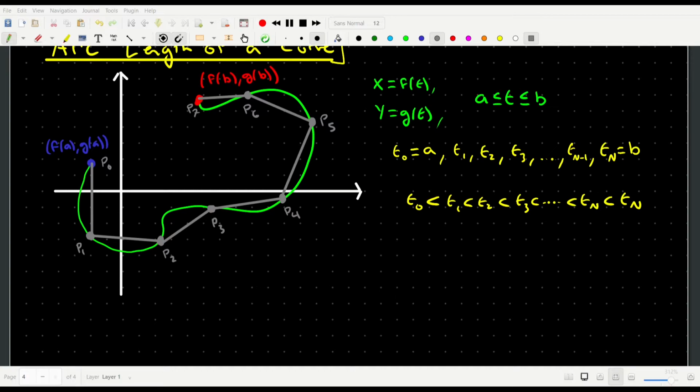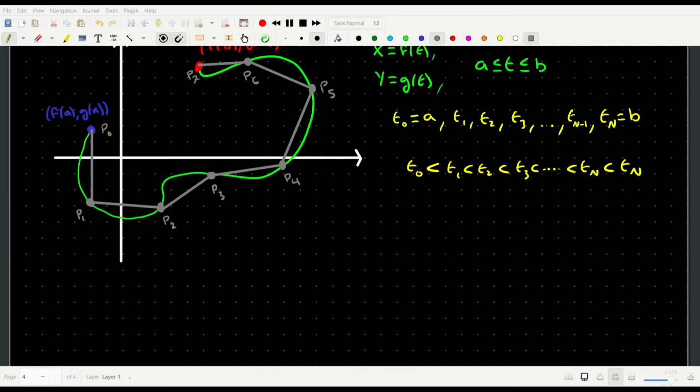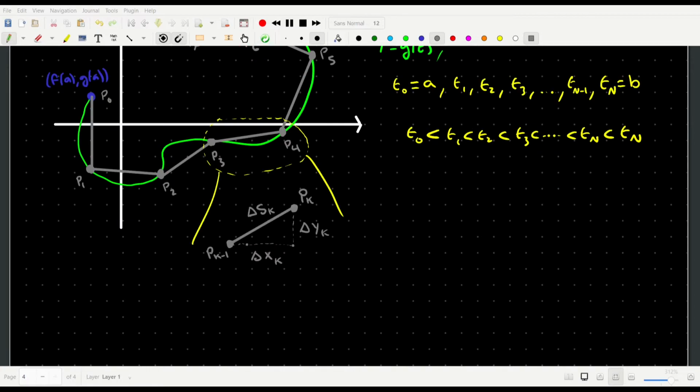So what we need to do is investigate the length associated with a given one of these segments. What I did here is zoom in on any one of these segments. You can zoom in on any one you want. For any number of terms in the partition, the segment is always going to be a straight line of a length, we'll call it delta sk, for the kth term in the partition.